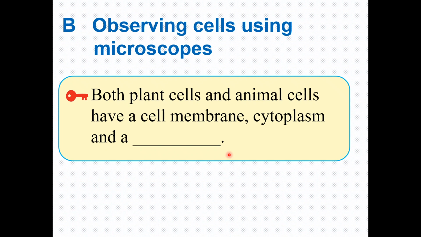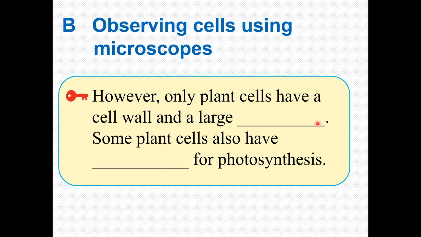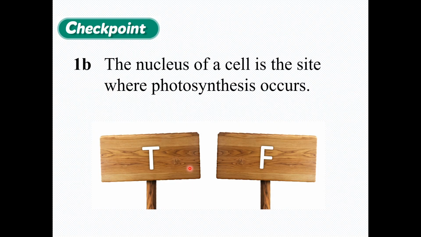So let's conclude on plant cells and animal cells. Both plant cells and animal cells have cell membrane, cytoplasm, and nucleus. However, only plant cells have a cell wall and a large vacuole. Some plant cells also have chloroplast for photosynthesis.